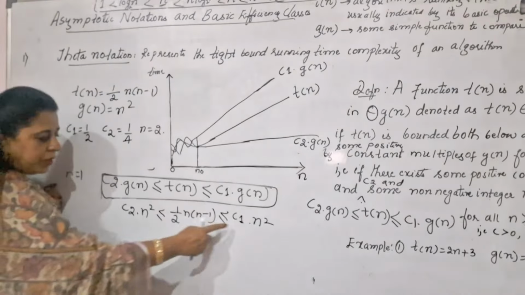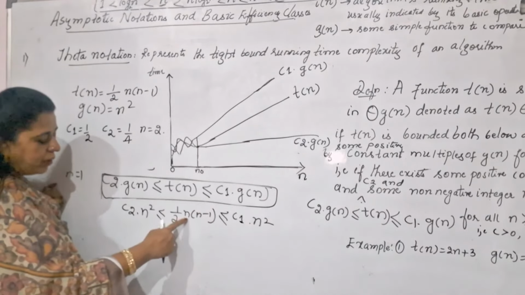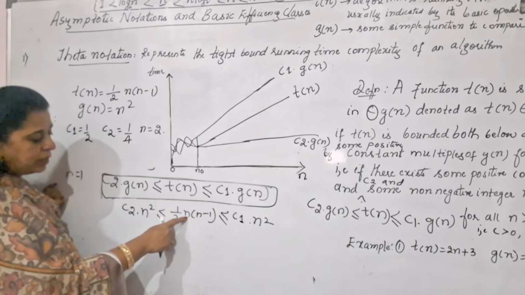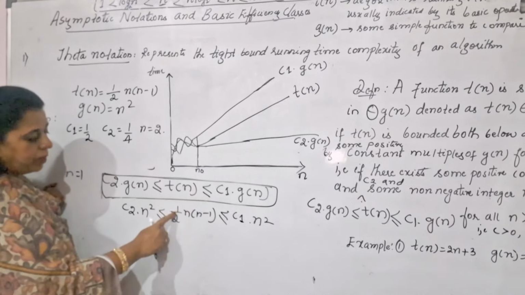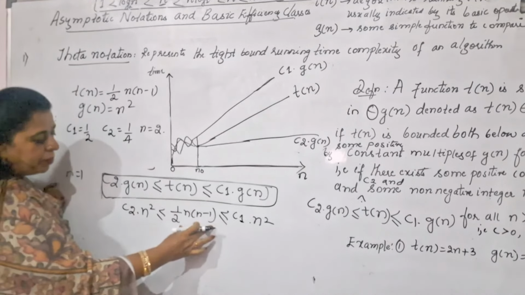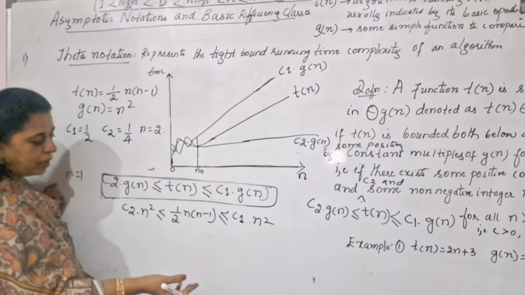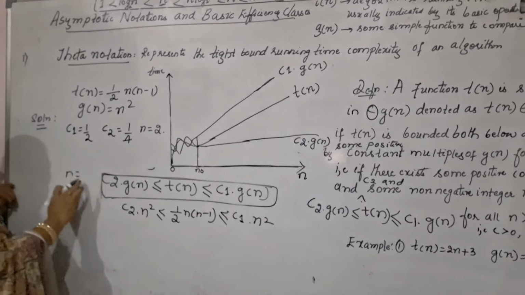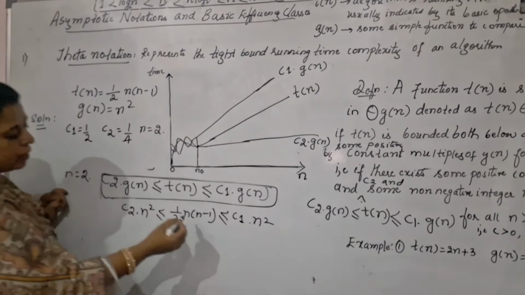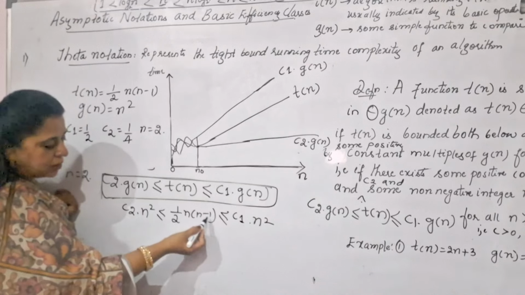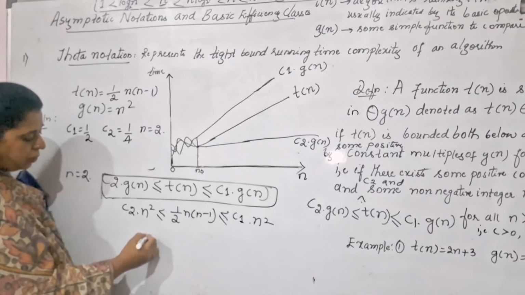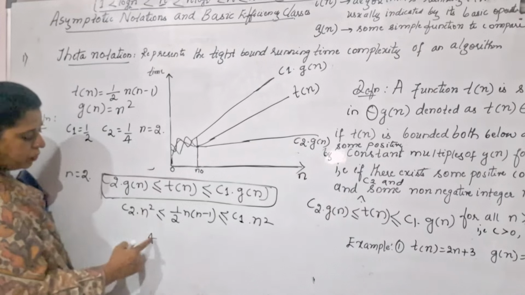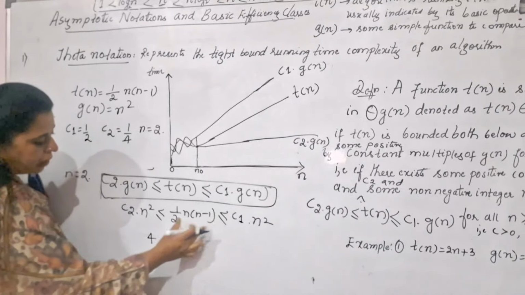Before moving to C1 and C2, just see, if you have taken n equal to 1, you place it here 1, here 1, 1 minus 1 is 0, and 0 getting multiplied with anything is 0 only. So the middle term becomes 0, and you cannot take that. For that reason, you will move to n equal to 2. When you put n equal to 2, 2 minus 1 is 1, 1 into 2, so 2 by 2 gives 1, and n square is 2 to the power of 2, which is 4.